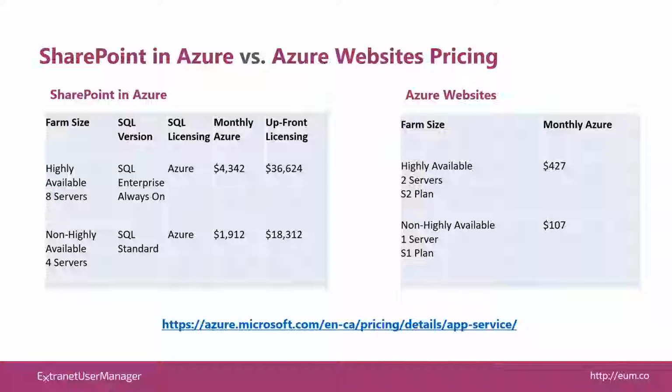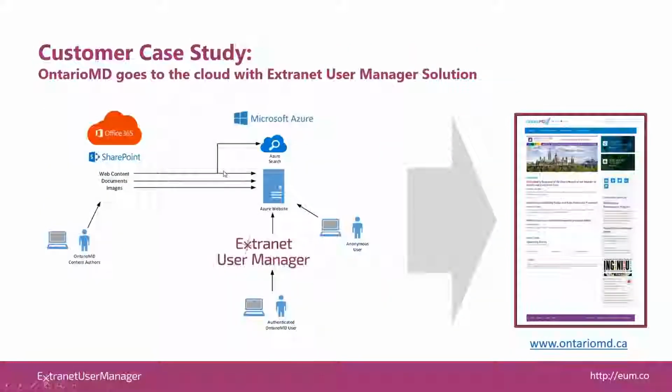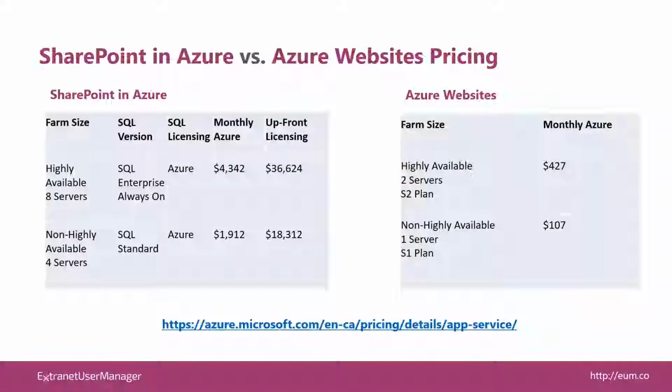So we've got two different scenarios, a highly available and a non-highly available. So if I want full high availability in SharePoint, I actually need 8 servers to do that. I need 2 web front-end servers, I need 2 app servers, 2 database SQL servers, and 2 domain controllers. So to run those 8 servers in Azure is going to cost me a little over $4,000 a month for that. So that's a lot of coin from that point of view. Plus, I need to spend about $36,000 primarily on SQL licensing, but also some SharePoint server licensing for that.